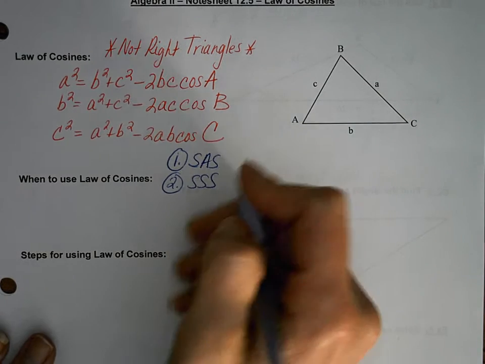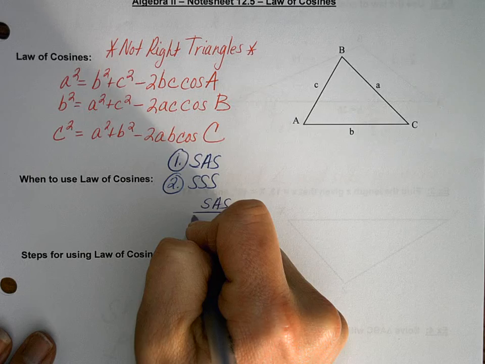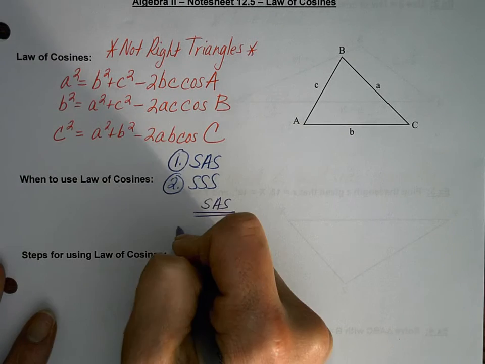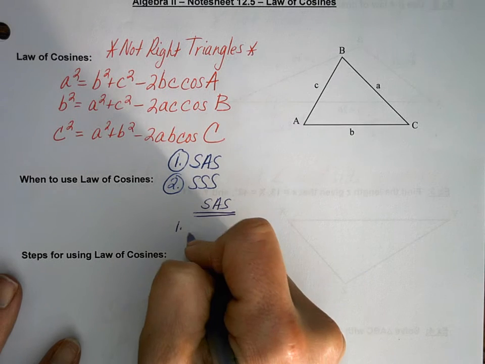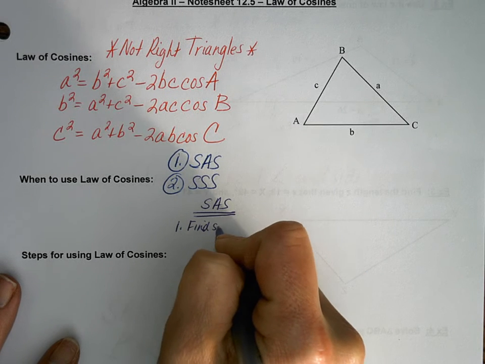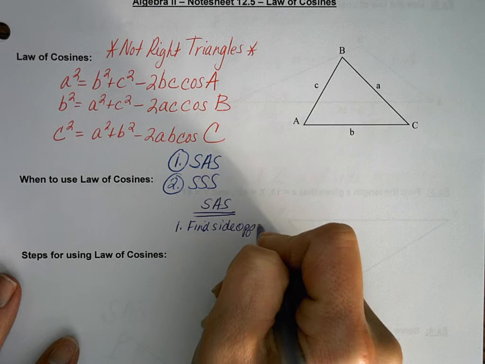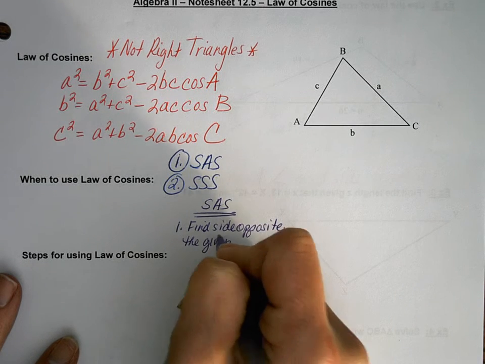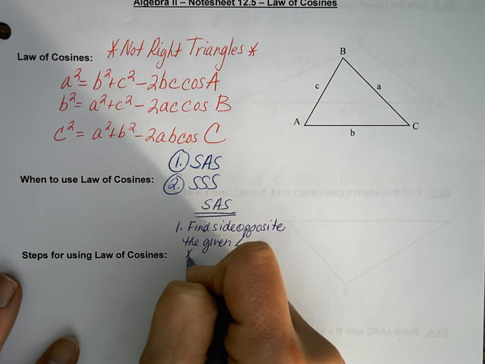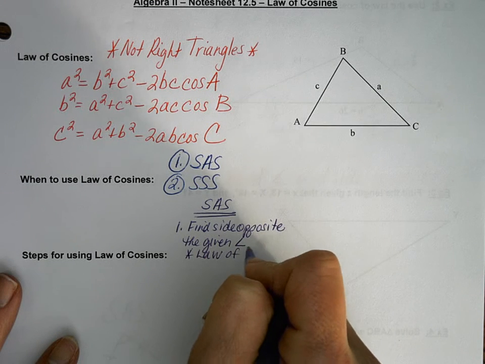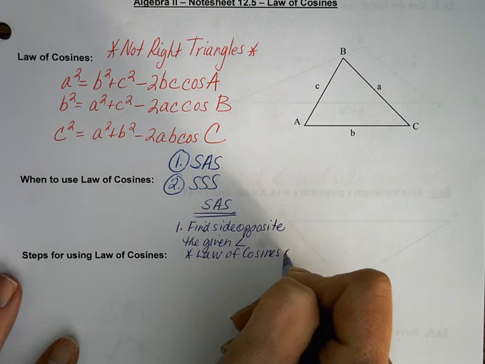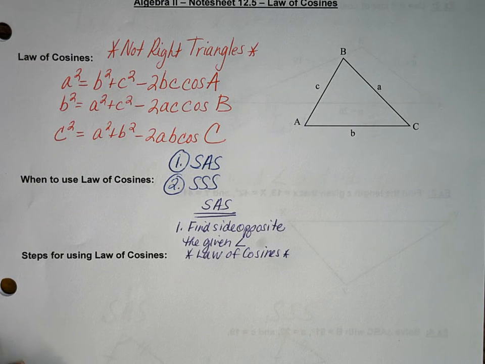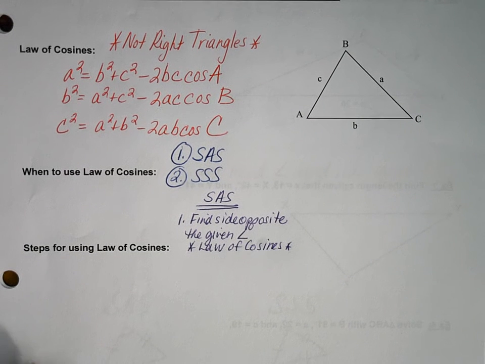Okay, let's say we're in a side, angle, side situation. I want to find my last side first. So we're going to find the side opposite the given angle. And we have to use the law of cosines to get that started. We're going to find the side opposite the angle that we are given.